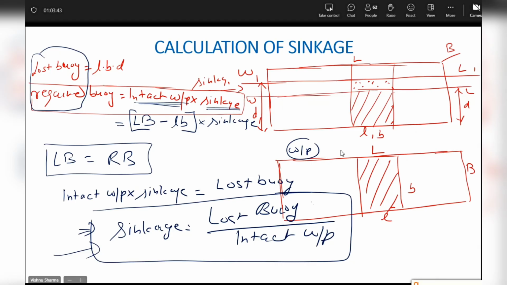Somebody was asking about sinkage. This entire explanation is to get sinkage, beta. We wanted to come to this formula that lost buoyancy divided by intact water plane gives you sinkage. Please remember, this will be the first step of every question. And now, if you have understood this well, then there will be no problems at all.